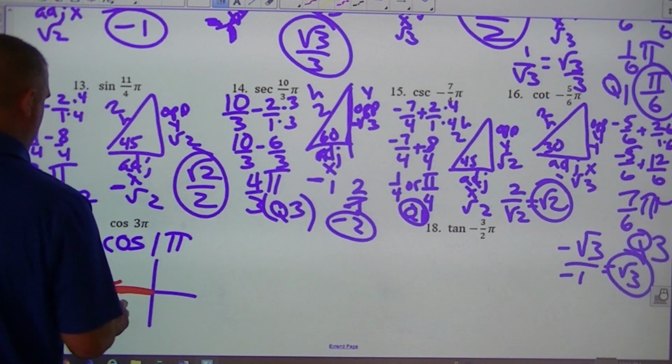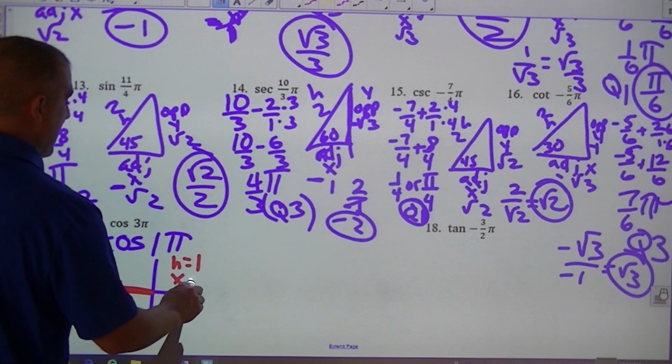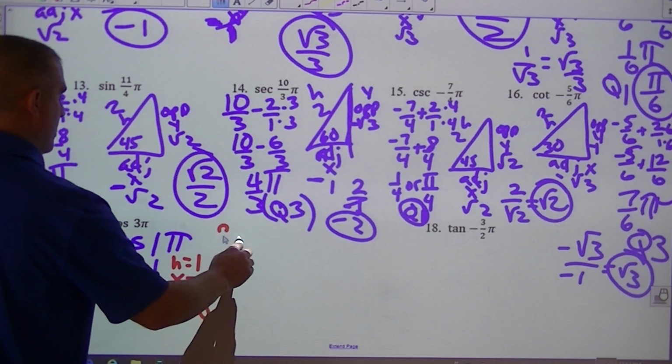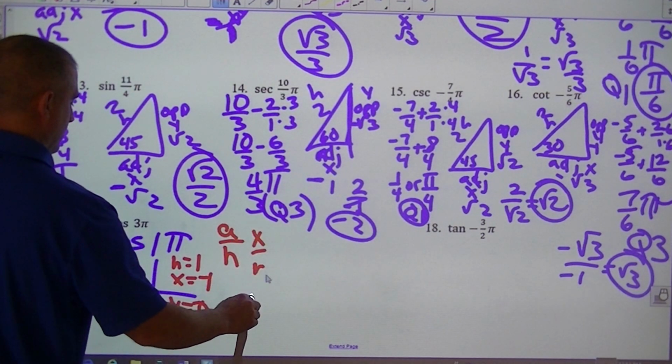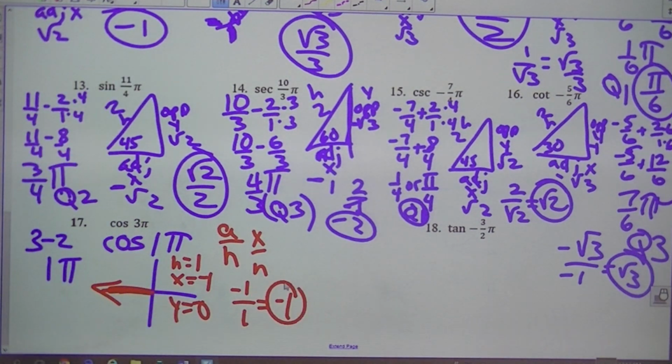Okay, so what I have here is h, which is 1. X would be -1. y would be 0. Okay, so cosine is a over h, or x over h. So that's negative 1 over 1, which would be negative 1. That is on an axis.